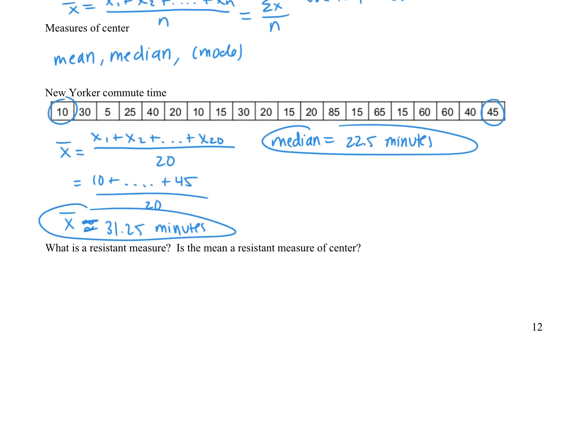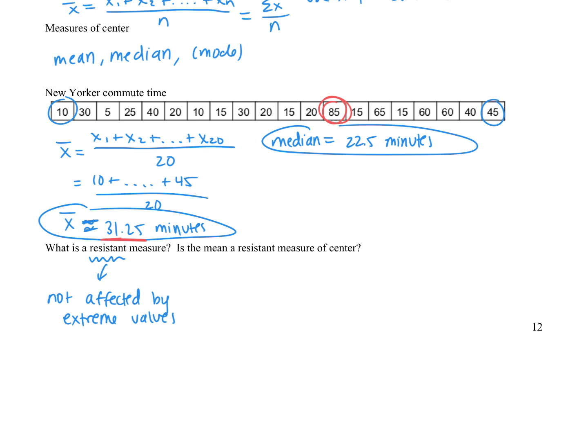Now, one thing that we want to talk about is often in statistics, we refer to what is called a resistant measure. A resistant measure is not affected by extreme values. So if we look at these New York commuter times, we have this person right here that took 85 minutes to get to work. That person is unusual based on the fact that our average is only about half an hour.